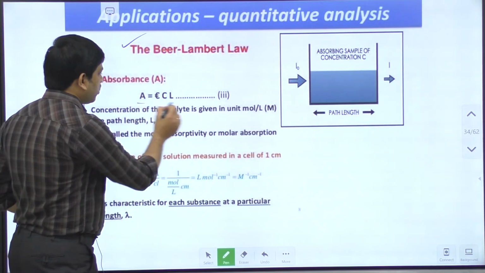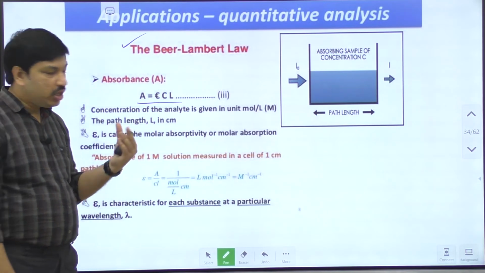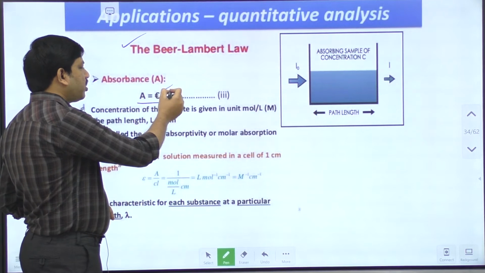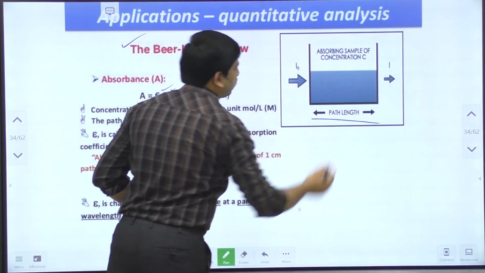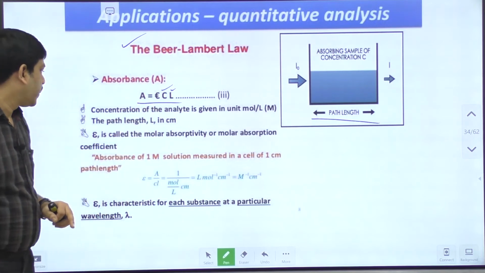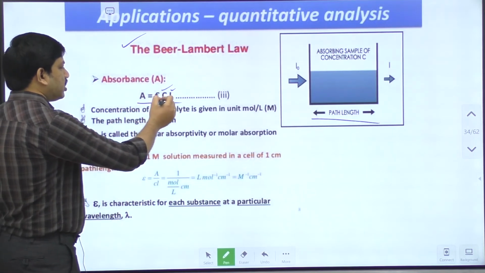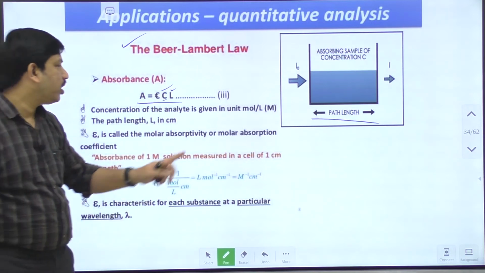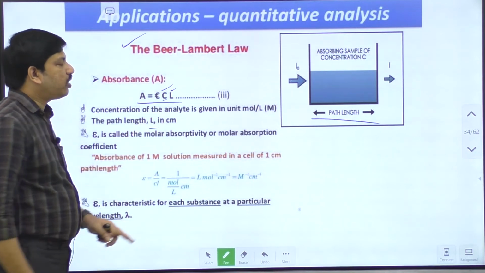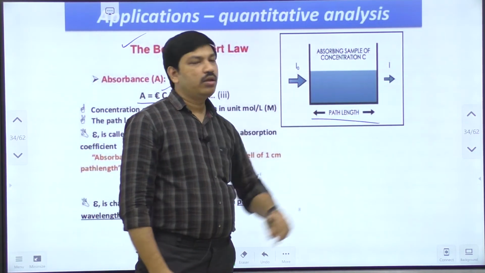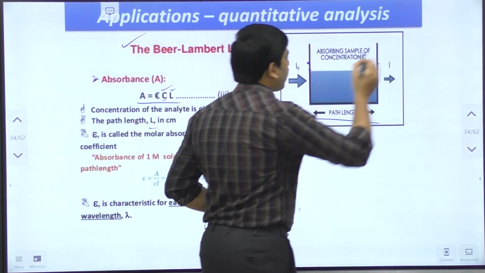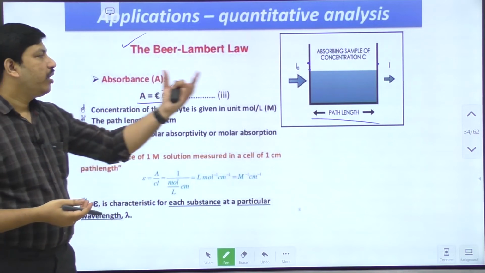According to Beer-Lambert's law, the absorption of the given colored medium depends on the concentration as well as the path length. So A is equal to epsilon into C into L. Here C indicates the concentration in terms of molarity or normality, whatever it is, and L indicates the length of this cuvette or cell, because light travels from here to here, up to that point we have an absorbing medium.